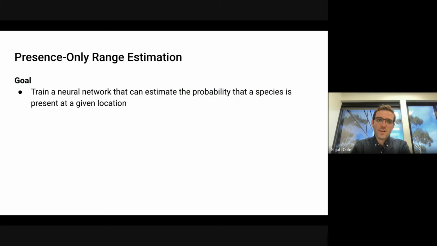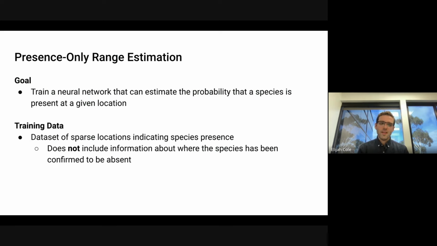So the problem we're focused on here is something called presence-only range estimation. The idea is that you want to train a neural network that can estimate the probability that the species is present at a given location. So this is range estimation in general. However, the training data consists of sparse locations where the species is present. That is, you don't have any information about where the species has been confirmed to be absent. You only have these presence points. So that's why it's presence-only range estimation.